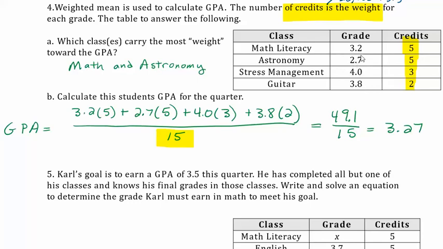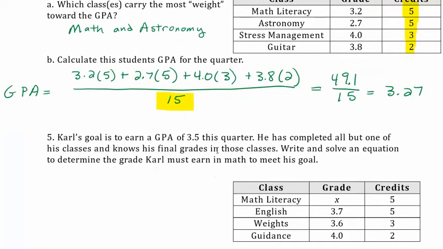And conversely, doing very well in math and astronomy is going to have a greater positive effect on your GPA than if you were to do well in guitar. It carries more weight with those 5 credits. So if we follow our formula for weighted mean, we're going to multiply each value by its weight. In this case, the grade is the value and the credits are the weight. So we multiply each value by its weight, add those all up, divide by the sum of the weights, and that's how you get your GPA for a particular quarter.